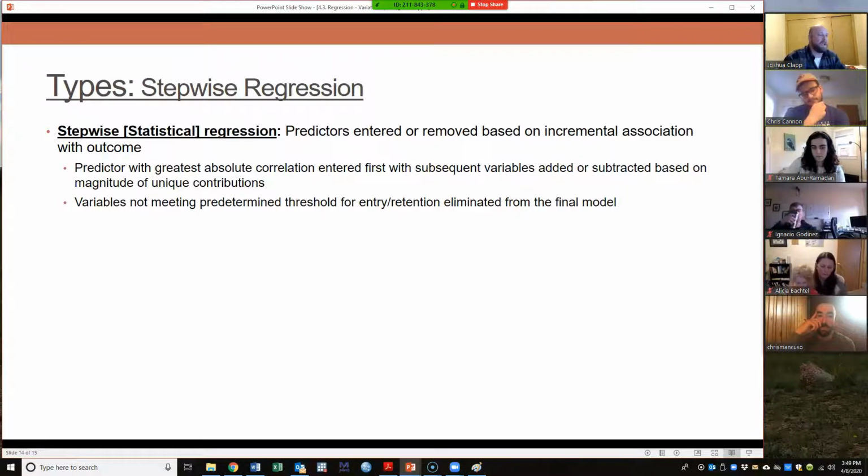Step down would be everything goes in first, and then the least predictive one gets dropped out, and iterations go on from there. Okay, but the difference between a statistical or stepwise regression and the models that we've talked about to this point is that our individual coefficients are capturing the unique variability with the outcome that's not shared with anything else.